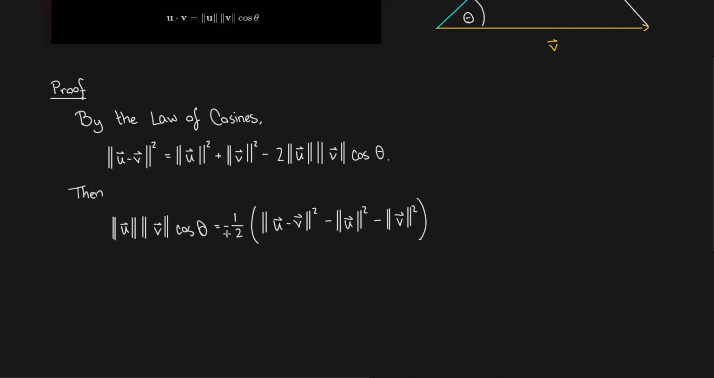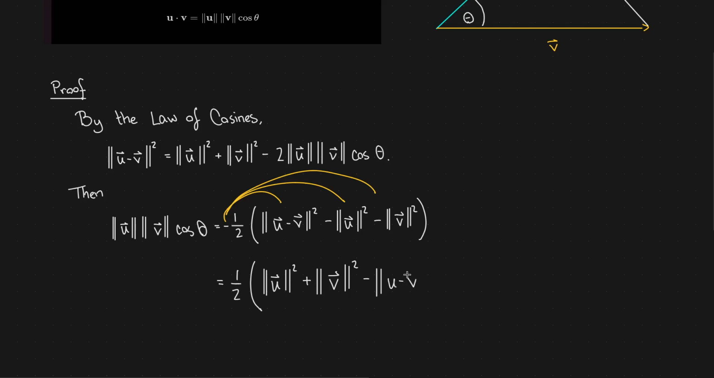Because I'm going to go ahead and multiply that negative through, distribute the negative through. And so I'll still have a half in front. Negative's gone. Negative norm u squared, negative norm v squared, they become positive. So positive norm u squared plus positive norm v squared. And then this becomes negative. So minus norm u minus v squared. Okay. Well, now I have a lot of norms that are squared.